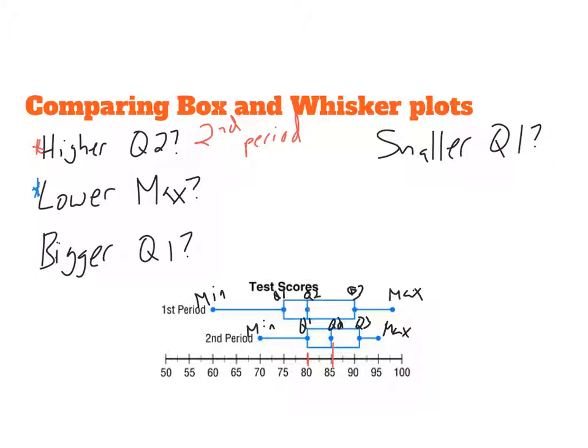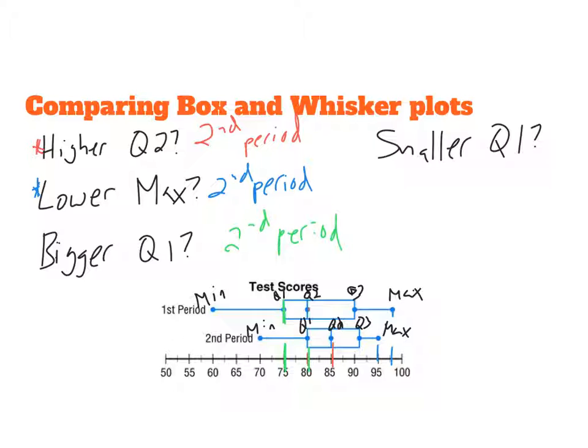For our next one, which one's got the lower max? So if I look at the max values, I've got a max here at about 97.5 and a max here at 95. Which one's got the lower of the two? Well, again, second period's got a smaller value. Okay. Bigger quartile 1. If we look at the quartile 1s, the quartile 1 here is at 75. This one is at 80. Once again, second period has a larger quartile 1 value.